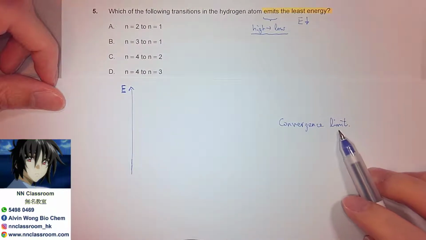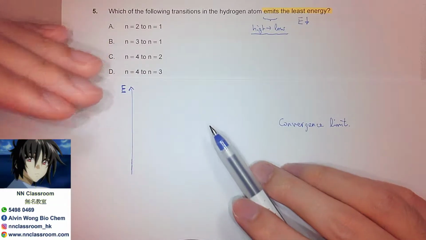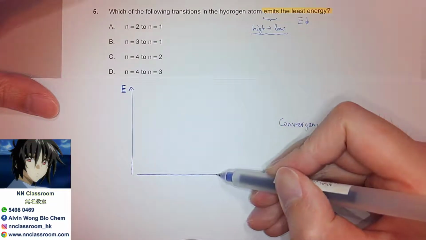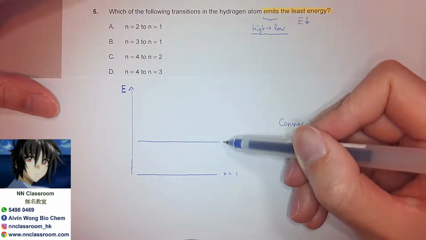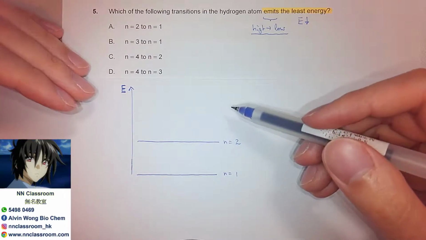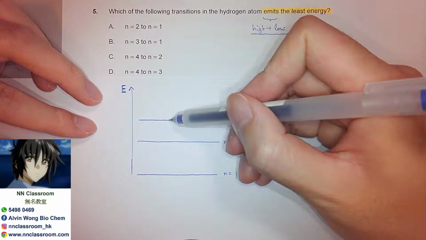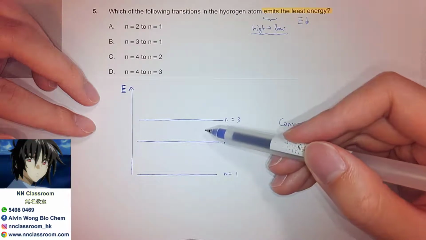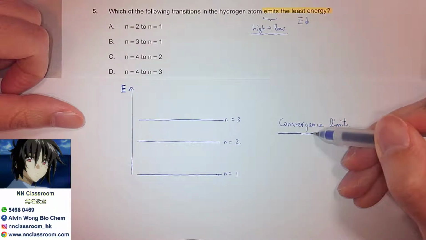That means the energy level is increasing when you go to a higher level, makes sense? But the increment is actually decreasing. What does that mean? For example, this is n equals 1, the first level. And the second level should be higher, supposedly n equals 2. But if you go to n equals 3, you have a higher value, but the increment is now diminishing. That means the delta E, the energy gap, is getting closer, meaning a smaller gap. That is what we call the convergence limit.